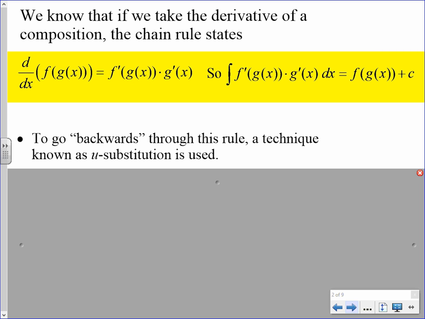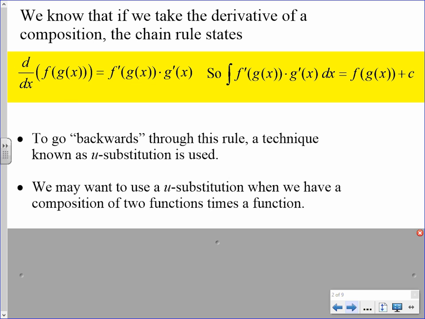The best way I could describe to look for an opportunity to use this technique is when we have some sort of a composition of two functions. If we have a composition times another function, like you see here, that should give us kind of a warning flag. Maybe we can use U substitution.